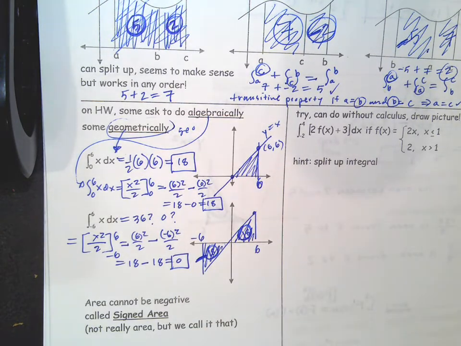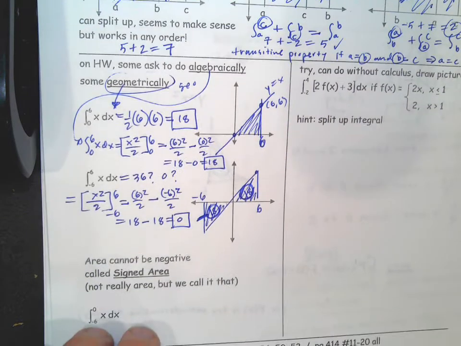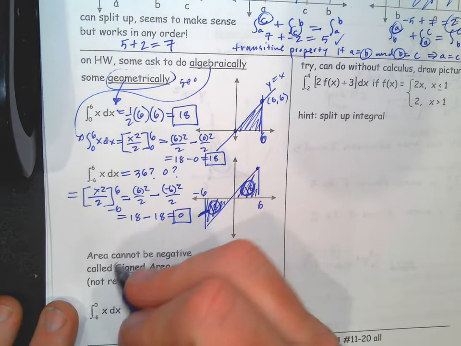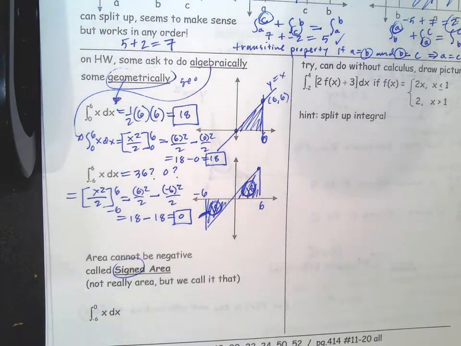And that's because it's below the x-axis. So anytime the area is underneath the x-axis, you're going to have a negative. Now, area itself can't be negative. There's no such thing as negative area. So what we do is we call it signed area. So it's either positive or it's negative area. So it's not really area, but it's associated with the area.